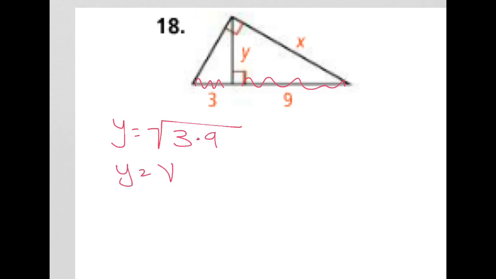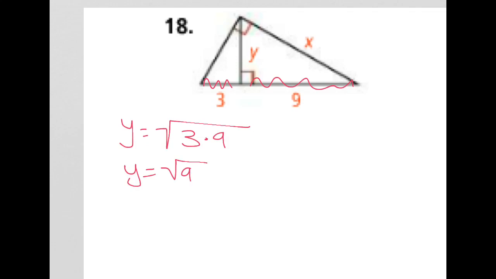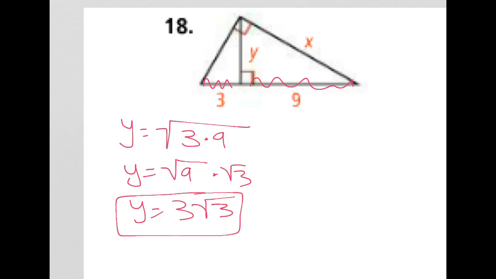So y equals the square root of 3 times 9. Notice that the square root of 9 is 3, so I can pull that 3 out. Really what I'm doing is splitting this up like that. But the square root of 9 is 3, so I pull that 3 out, and I get 3 times the square root of 3 as my answer for y. You could plug that in your calculator, but the point is we don't need to.